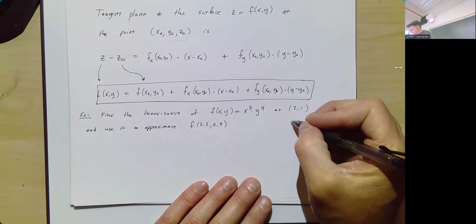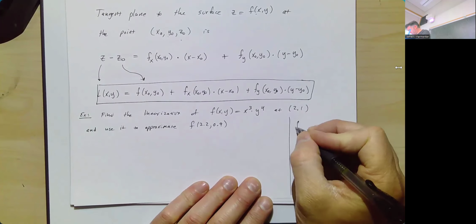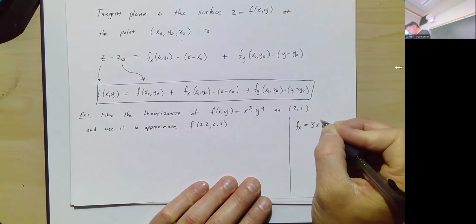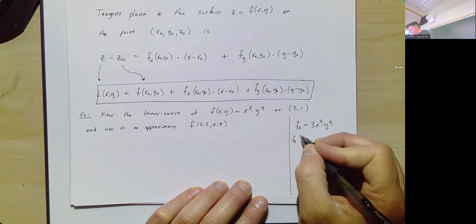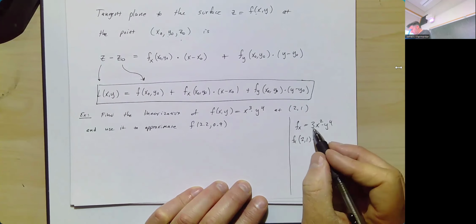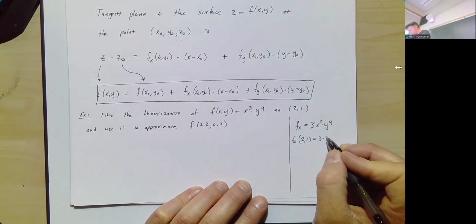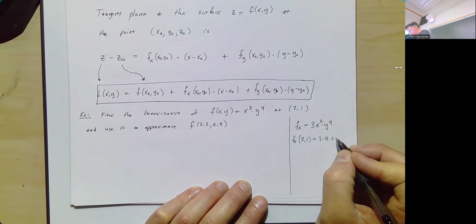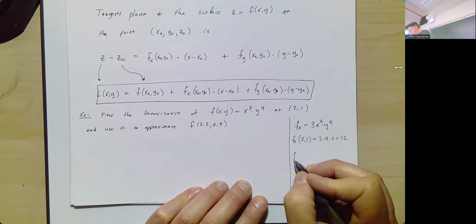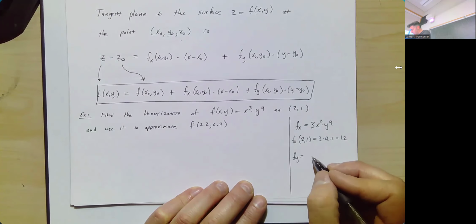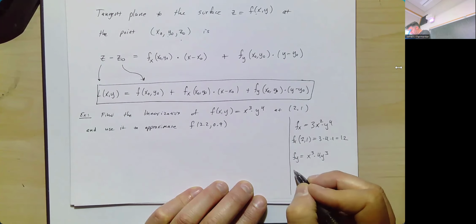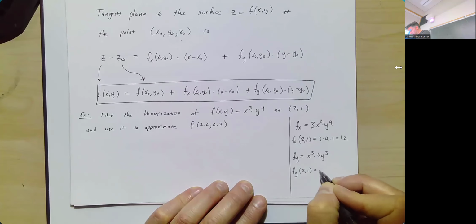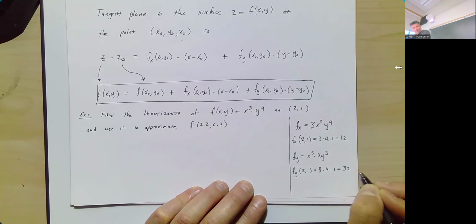I guess I should find my partial derivatives first. So my partial with respect to x is going to be 3x squared times y to the fourth. If I plug in the point (2, 1), the partial with respect to x at (2, 1) is 3 times 2 squared, which is 3 times 4, times 1 to the fourth, which is just 1. So that's going to be 12. Similarly, fy, the partial with respect to y, is going to be x cubed times 4y cubed. If I plug in (2, 1), fy evaluated at (2, 1) is 2 cubed times 4 times 1 cubed, which is 32.